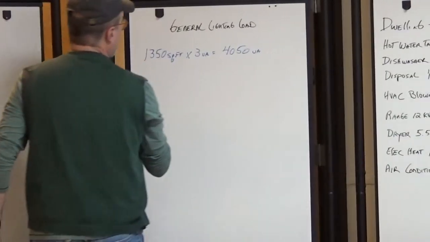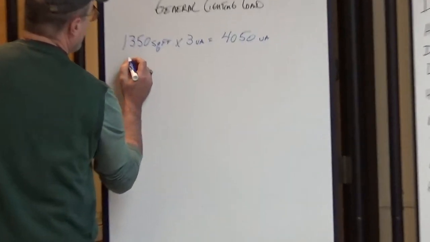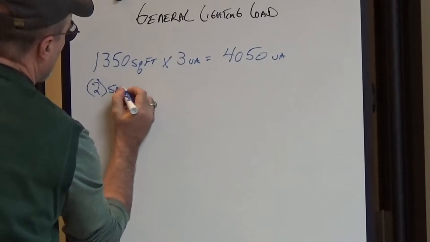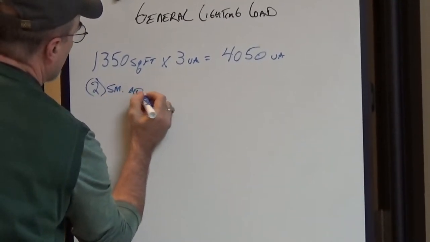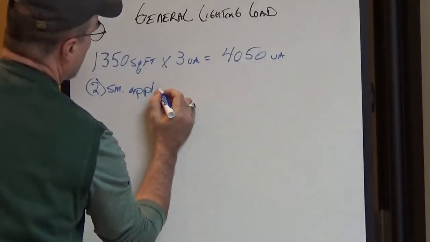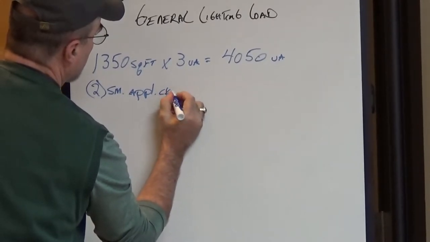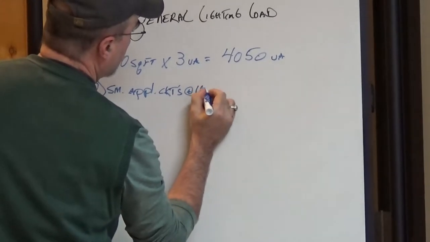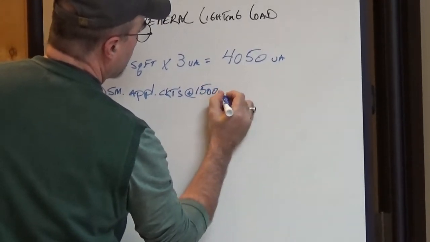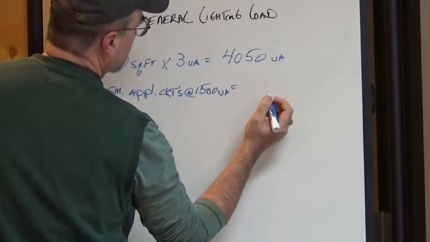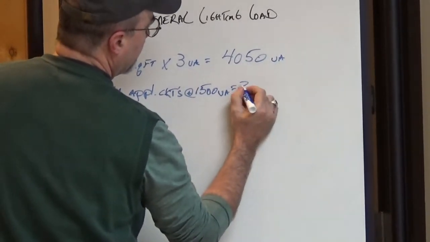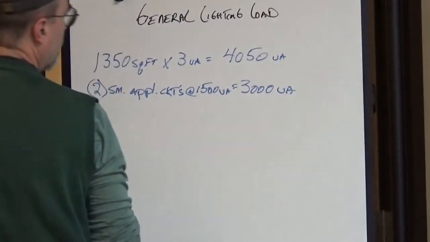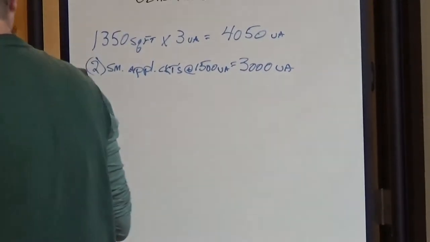So we go 2 small appliance circuits at 1500 VA. That equals what? 3,000. 3,000 VA. Okay? Yes, sir. Okay.